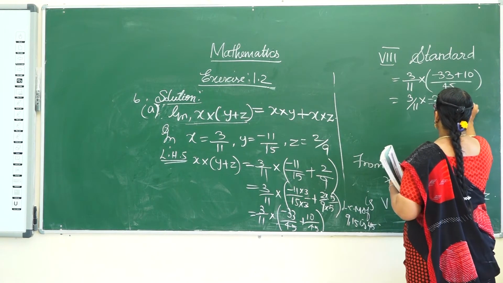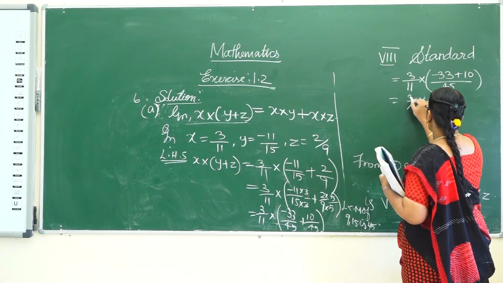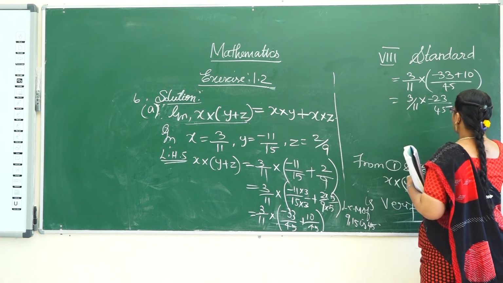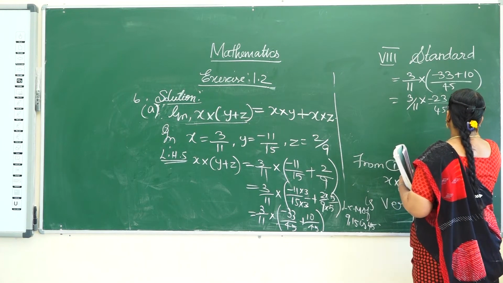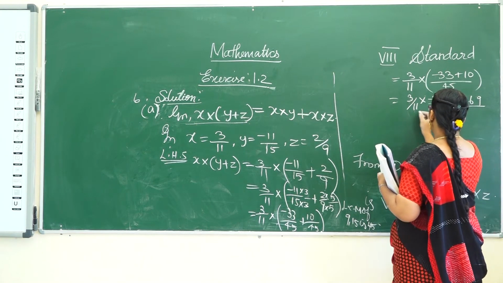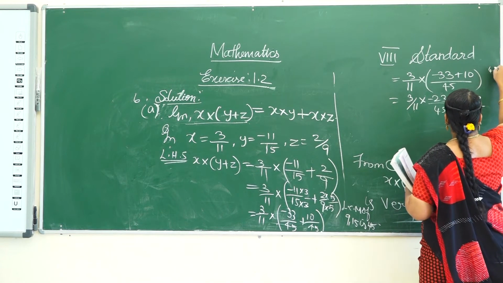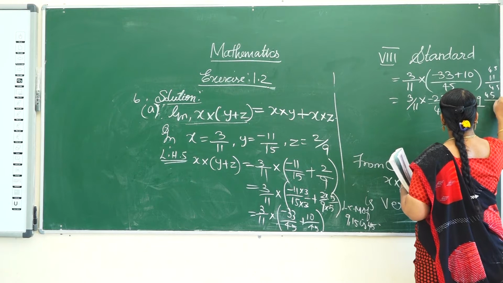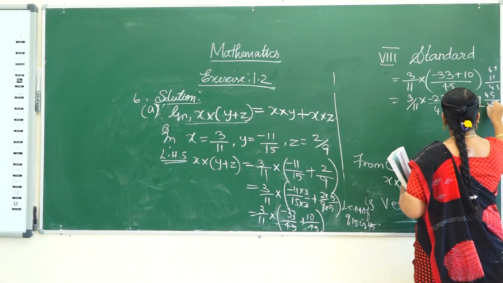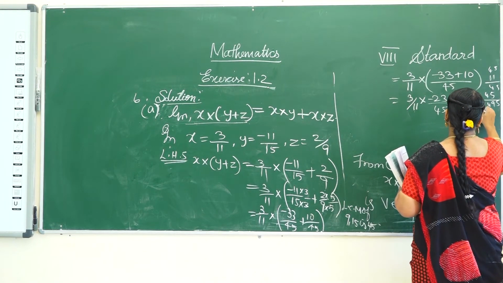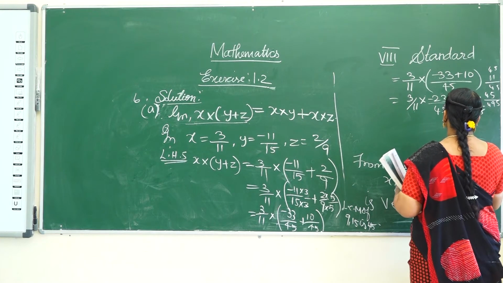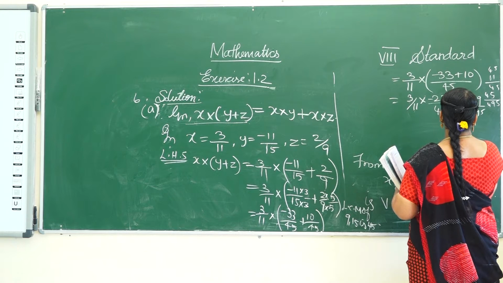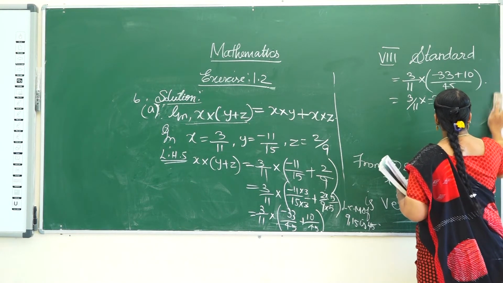Now multiply directly. 3 3s are 9, 3 2s are 6, so minus 69 divided by 45 into 11. 45 into 11 is 495. Can we cancel in the 3 table in this place? Yes, is this possible?